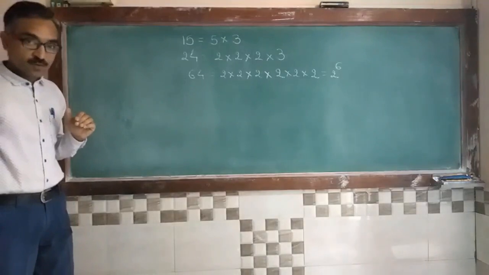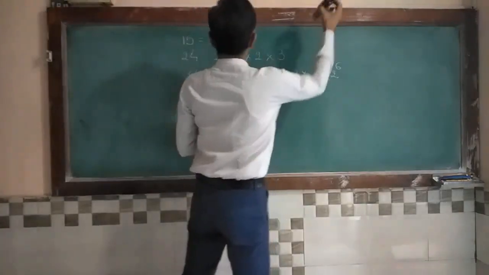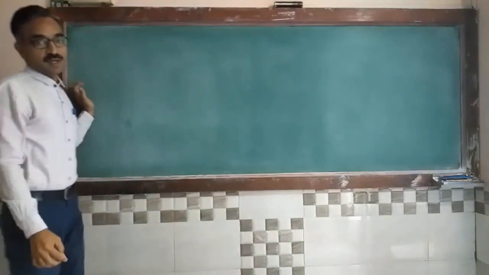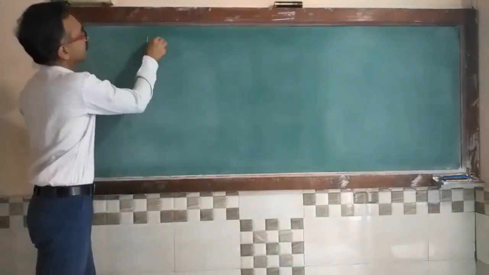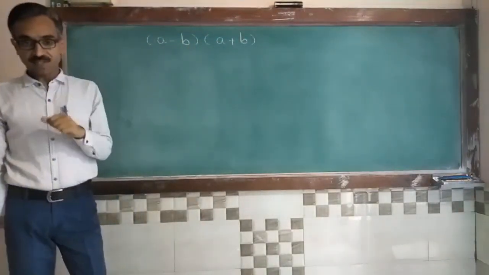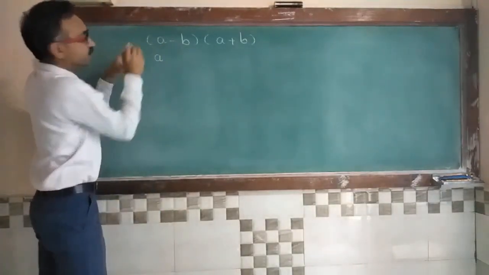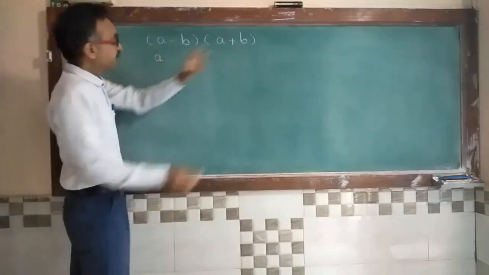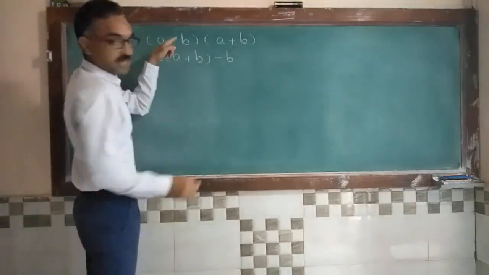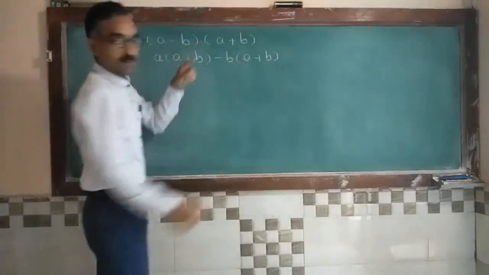Now we are going to learn about some polynomials. So already you have learned some factors. Suppose you are given a minus b and a plus b. So what is the answer? Suppose we take the first term a and the whole bracket of the second, a plus b, then minus b is the second term of the first bracket and the second bracket is a plus b.